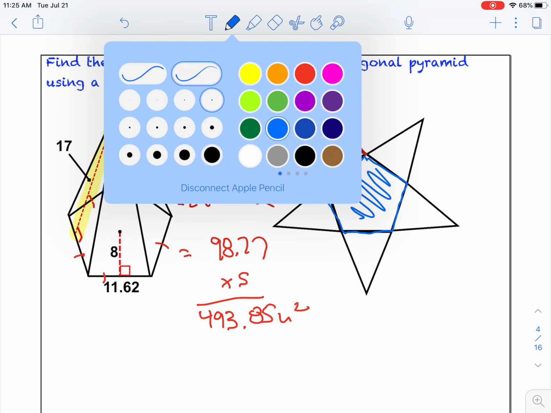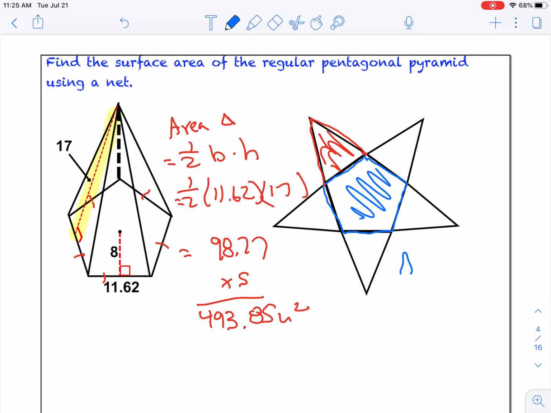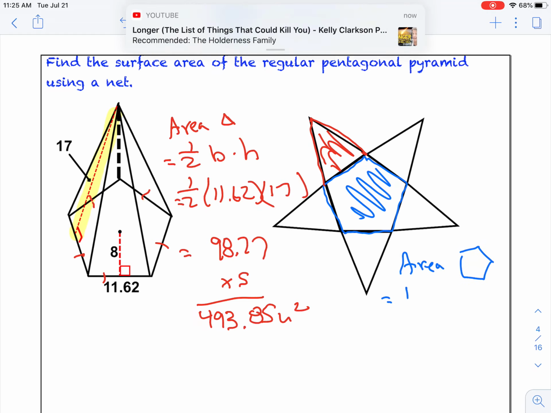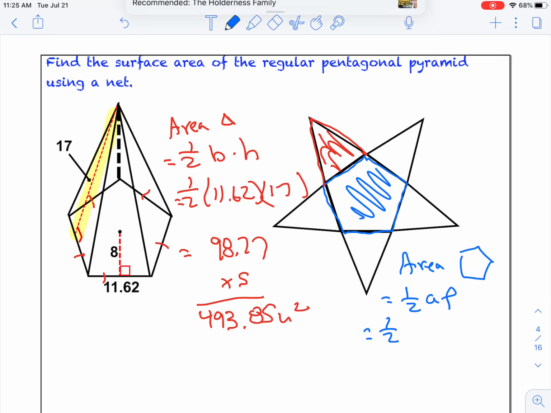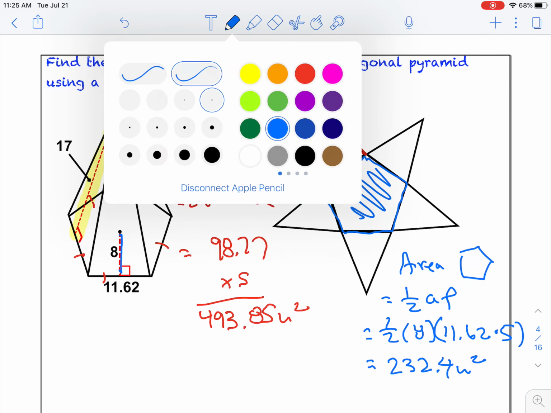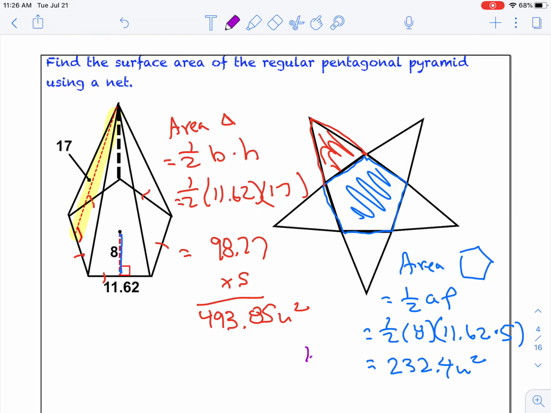Then if we work on finding the area of the regular polygon, the pentagon formula is 1/2 the apothem times the perimeter. Well, the apothem is this piece right here, so that is 8, and the perimeter is 11.62 times 5. This gives us 232.4 units squared. So now when I add these numbers together, that gives me the total surface area.